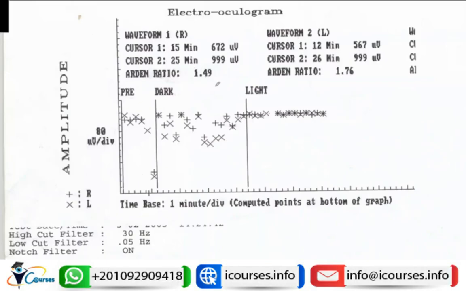Here is an example of an electrooculogram record. So this is the pre-electrical activity, and in the dark there will be a decline in the electrical activity, and in the light there will be an increase in the electrical activity. In the right eye, the Arden ratio was about 1.5, which is considered abnormal. In the left eye, the Arden ratio was about 1.76, which is considered almost normal.